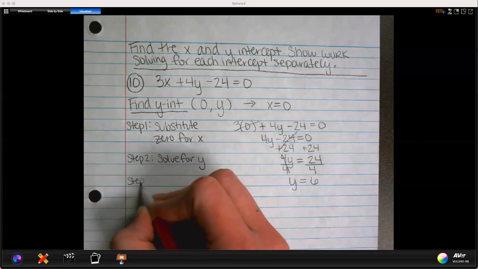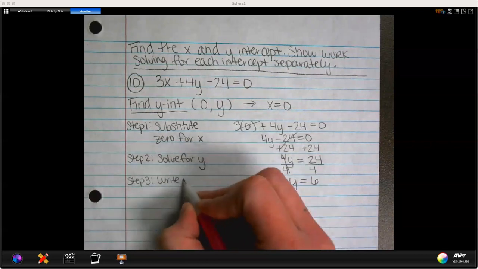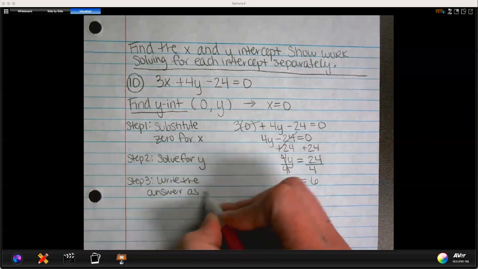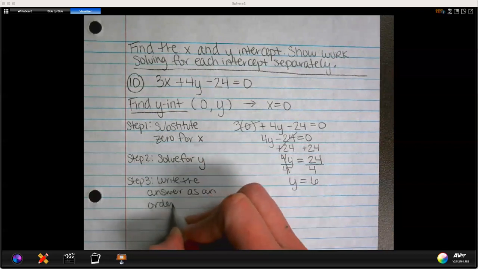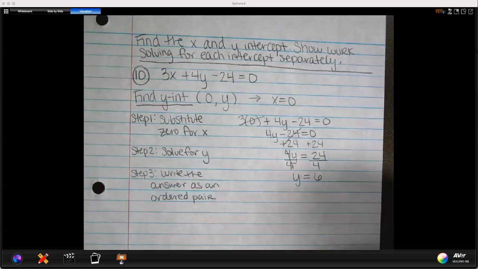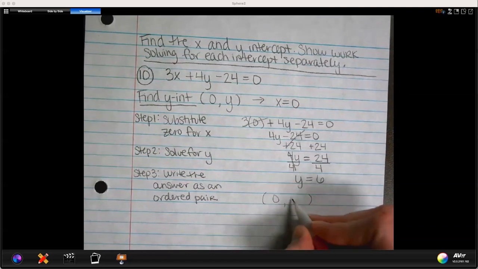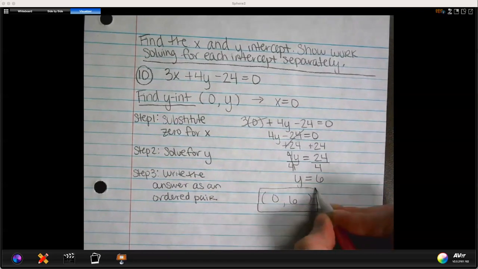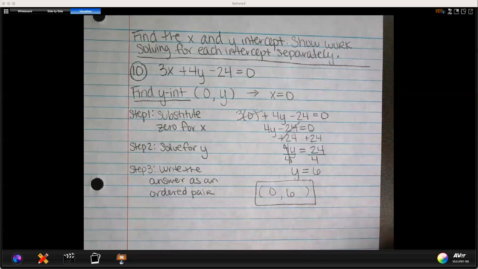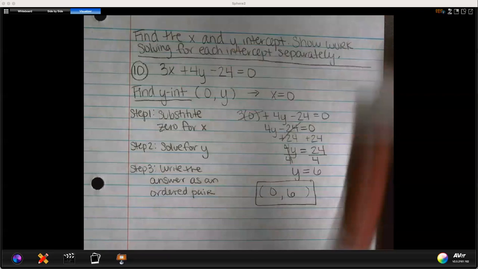So the last step, I said it was a 3-step process. Step 3 is to write the answer as an ordered pair. So what is my y-intercept as an ordered pair? 0, 6. So my y-intercept as an answer of an ordered pair is 0, 6. So that is the 3 steps for finding the y-intercept.